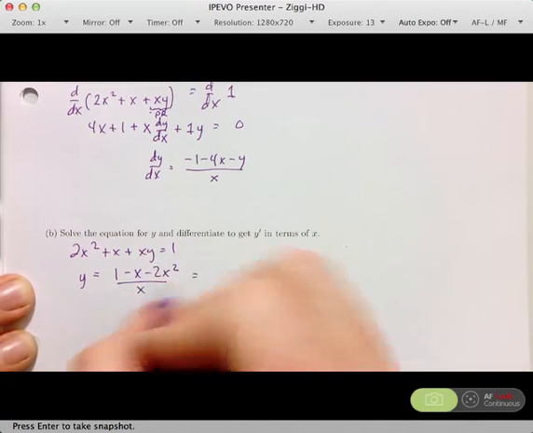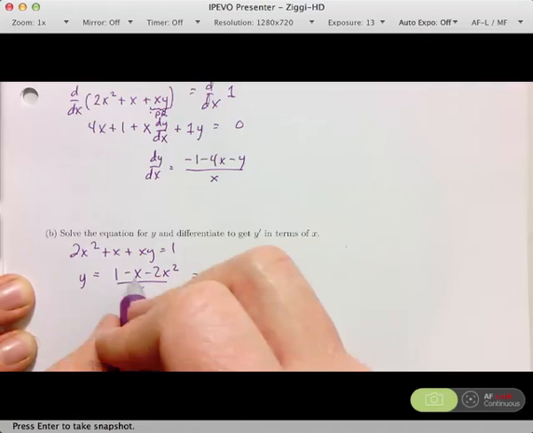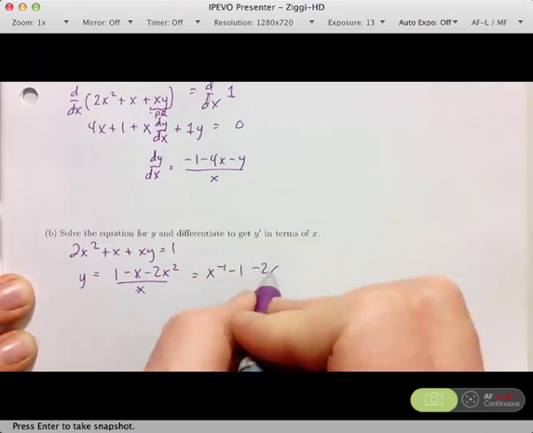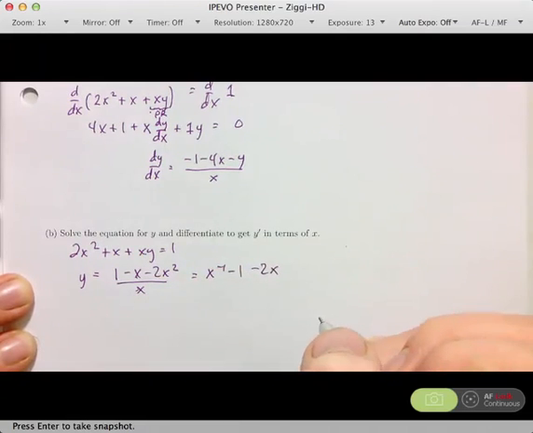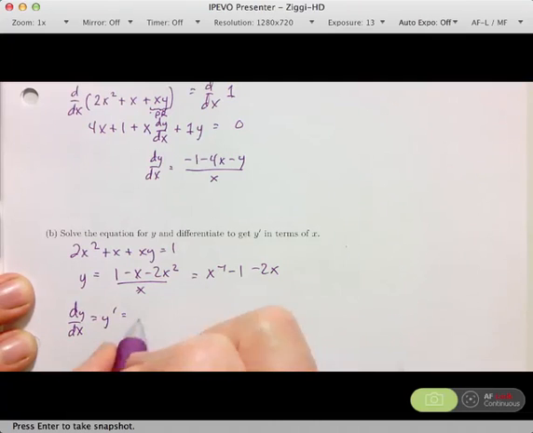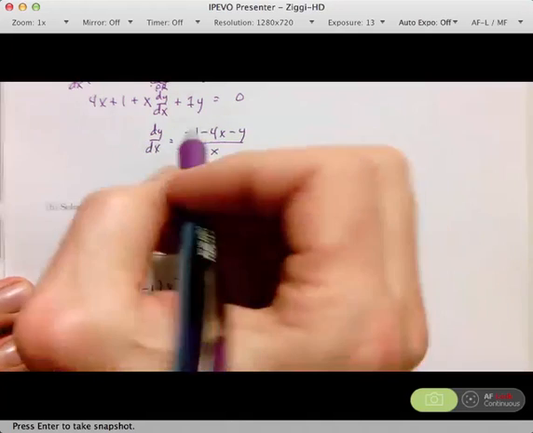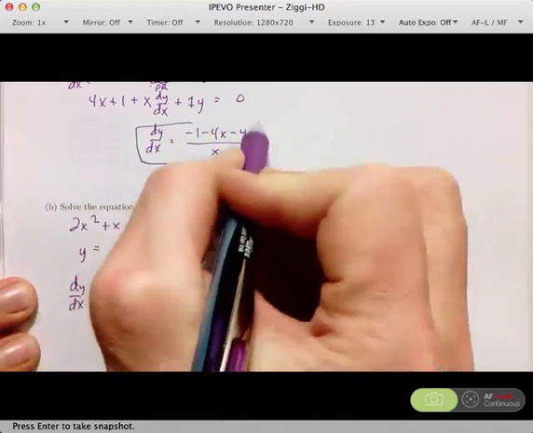I'm going to write this as x to the minus 1, so we're breaking this into 3 parts, minus 2x, canceling where possible. And now the derivative, dy dx, or y prime, either one, is going to be minus 1 x to the minus 2 minus 2.